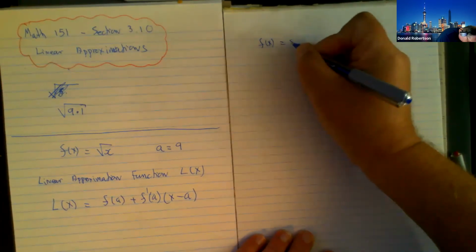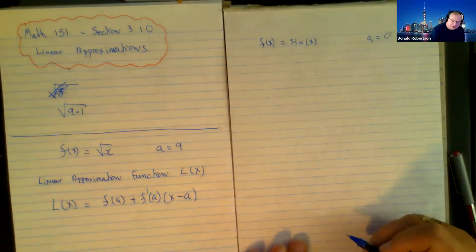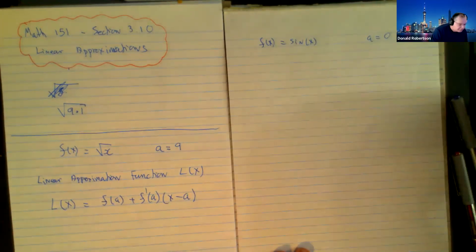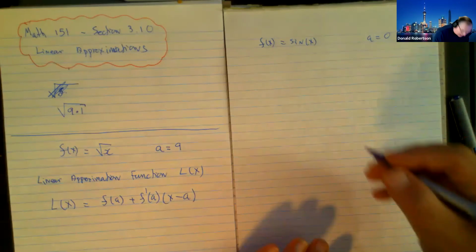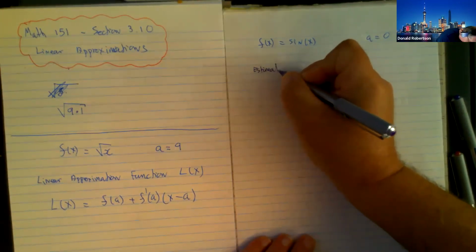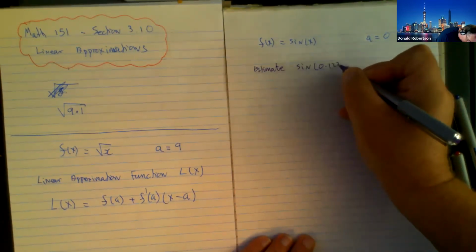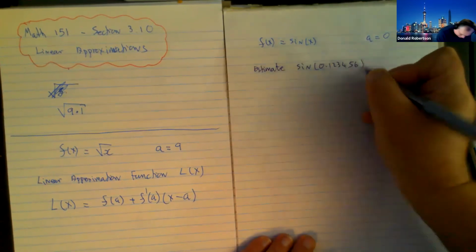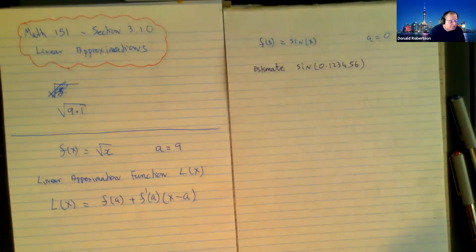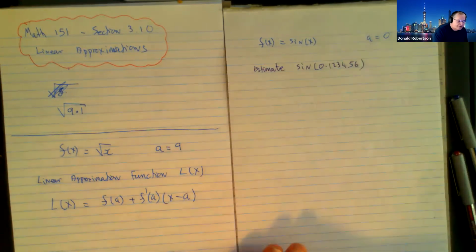The function I'm going to deal with is the sine of x, and I'm going to center it at 0 because that's a very nice number to get the sine on, right? And I would like to get an estimate for the sine of 0.123456. Okay, so that's my goal. Find the linear approximation function and use it to estimate what the sine of that guy is.